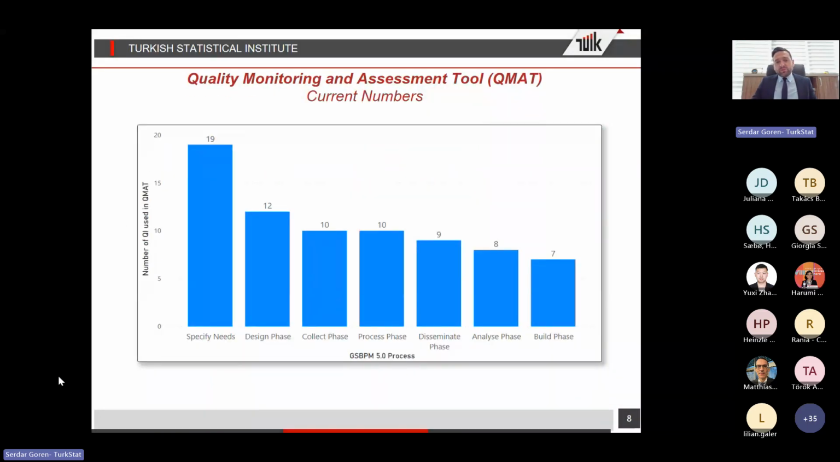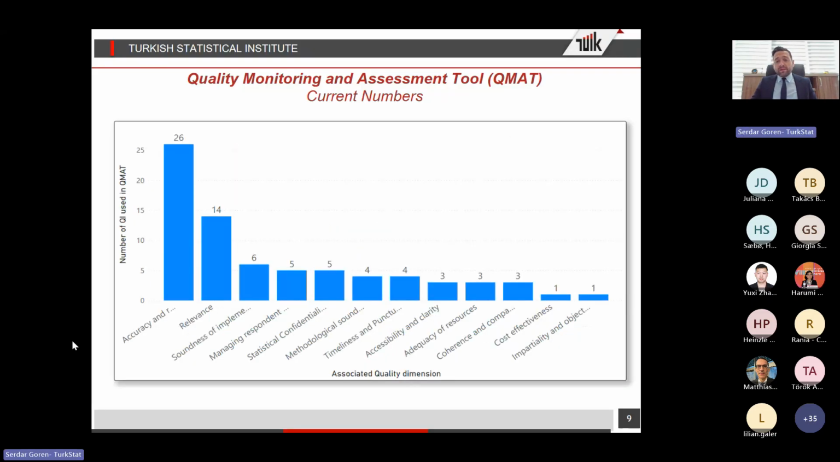When it comes to some numbers, as you see on the chart, we use 76 quality indicators of GSBPM, and you can see the distribution across the main phases of GSBPM 5.0. As you see, the largest number is in specify needs. And we also link the quality indicators to quality dimensions. As you see, accuracy and reliability and relevance have the most. Cost effectiveness has one quality indicator, but we ask 3 or 4 questions for measuring it. That's why we have many questions for some quality indicators.